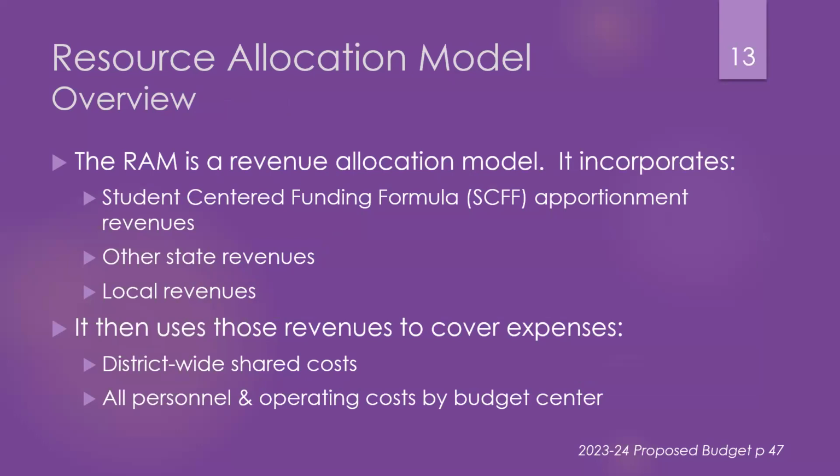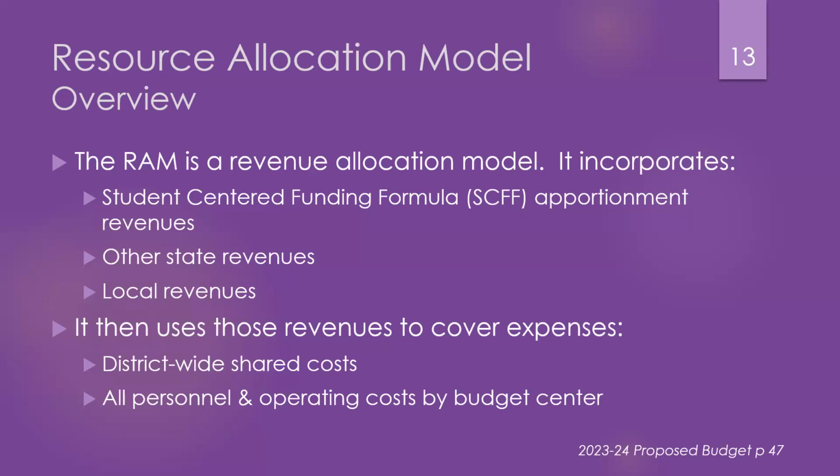The state also provides some other funding sources for us, a few extra sources, such as some money to offset the cost of part-time faculty health insurance, some lottery funds. We get some mandated block grants, a few different dollars that we incorporate into our resource allocation model. We also include local revenues. So any monies that each of the budget centers might earn locally from things like fees or from enrollment activity, that's included here as well.